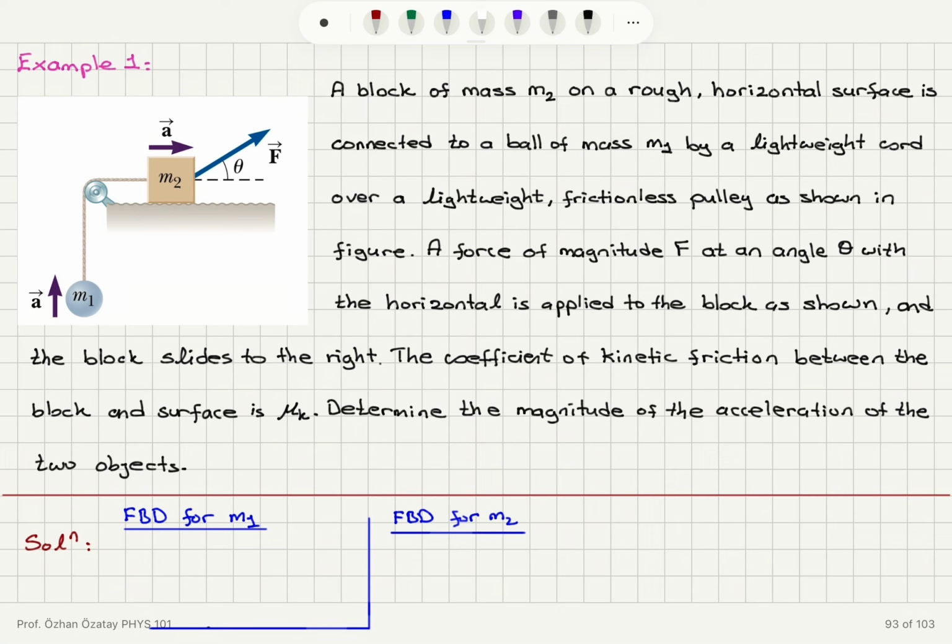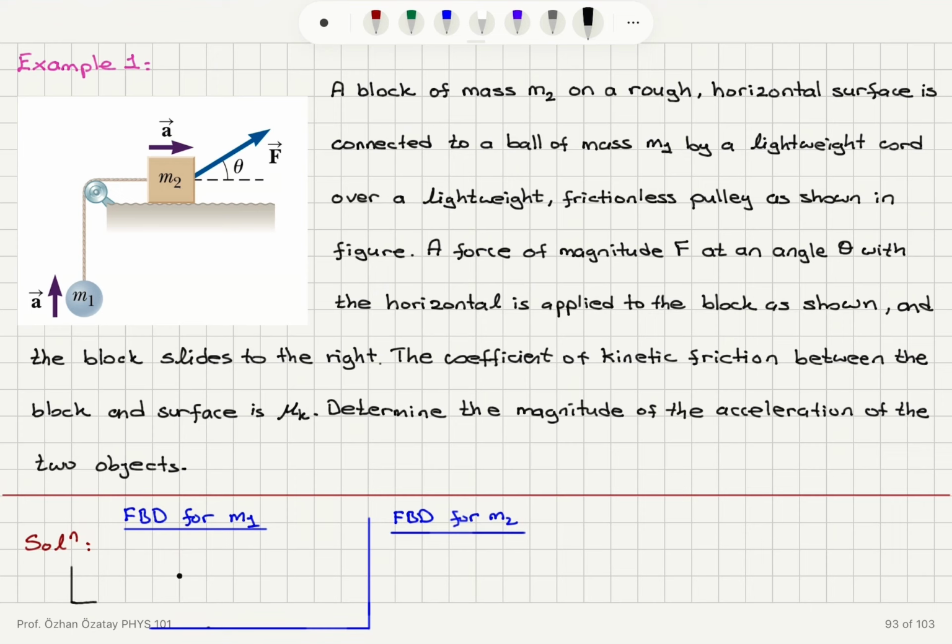The coefficient of kinetic friction between the block and the surface is mu sub k. Determine the magnitude of the acceleration of the two objects. So you can see m1 is accelerating up, m2 is accelerating to the right. Okay. So we're going to start with free body diagram for m1. Now we model m1 as a point object here. Here is our y-axis, here is our x-axis. So this is y, this is x.